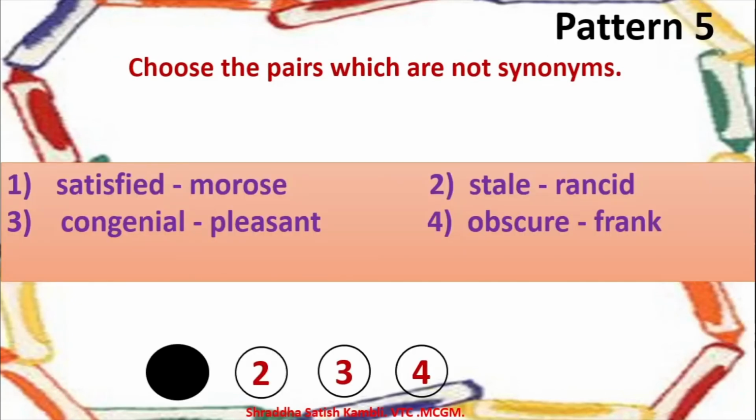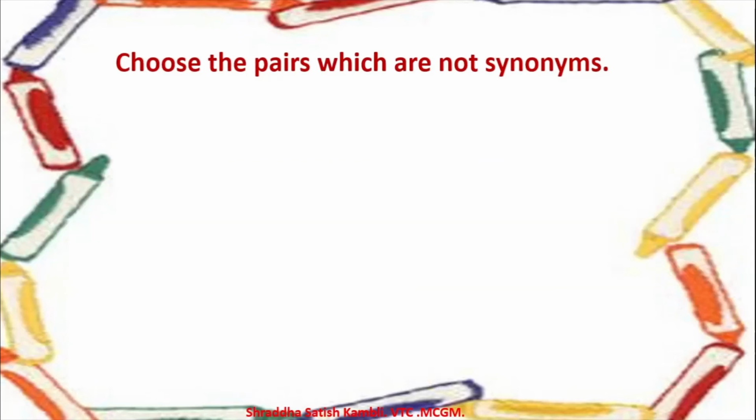and morose. Someone who's satisfied means someone who's happy, whereas someone who's morose means face is always hung like this and never happy with anything in life. Okay, so these are not synonyms, satisfied and morose. Let us take one more example here. Choose the pairs which are not synonyms.